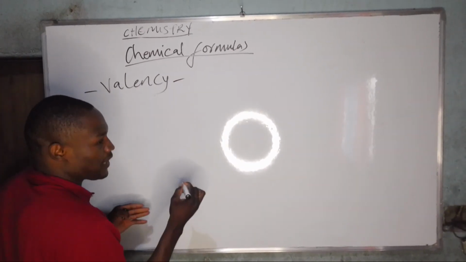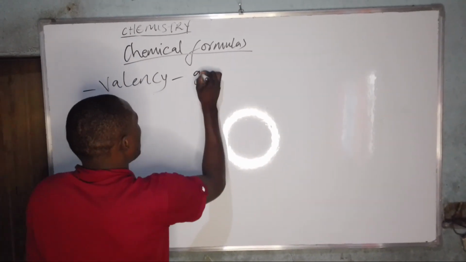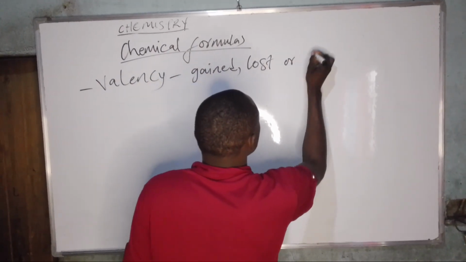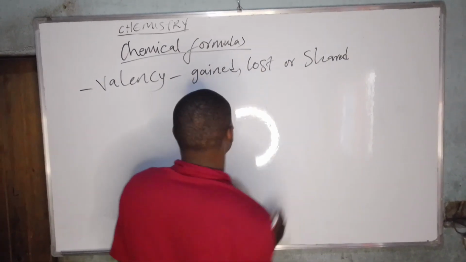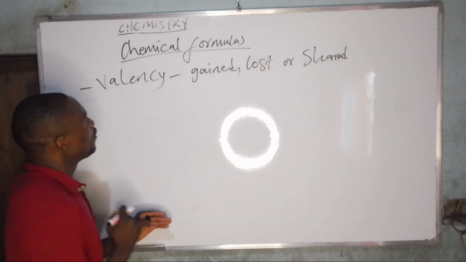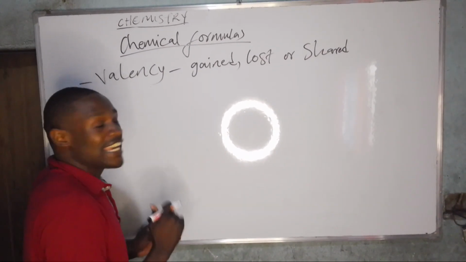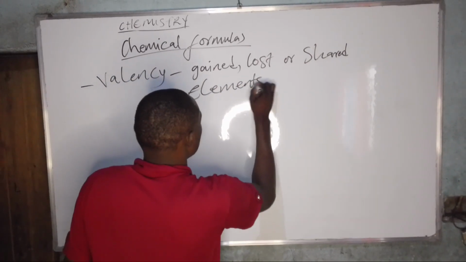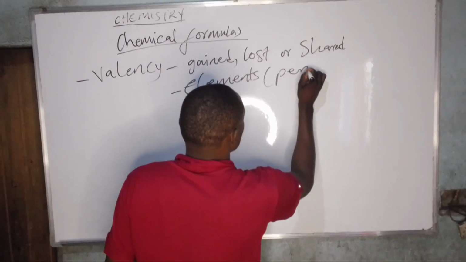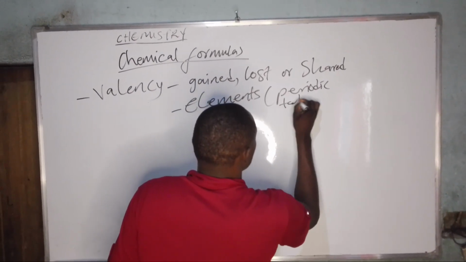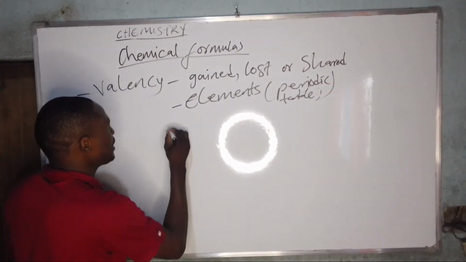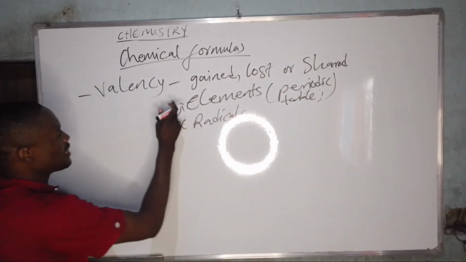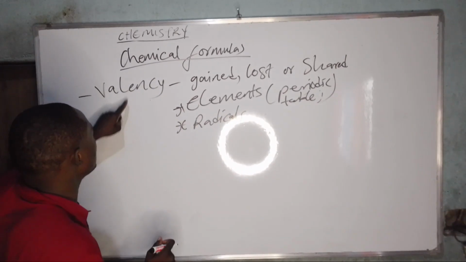A valence is simply the number of electrons which can be gained, lost, or shared during a chemical reaction. Now, these valences can be obtained using elements on the periodic table. So we have elements from the periodic table. Apart from that, we also have what we call radicals. So these two will help us to obtain the valency.